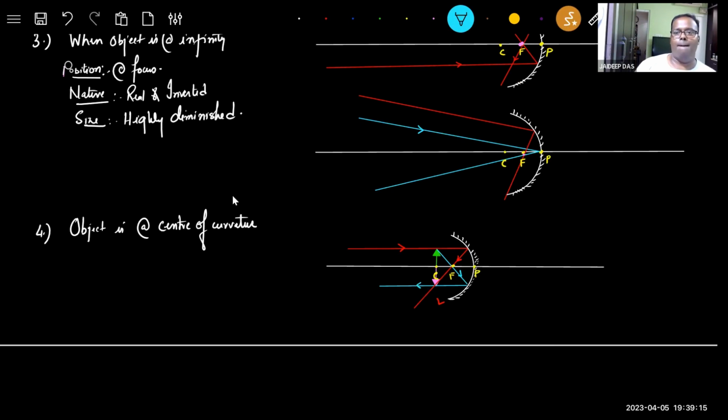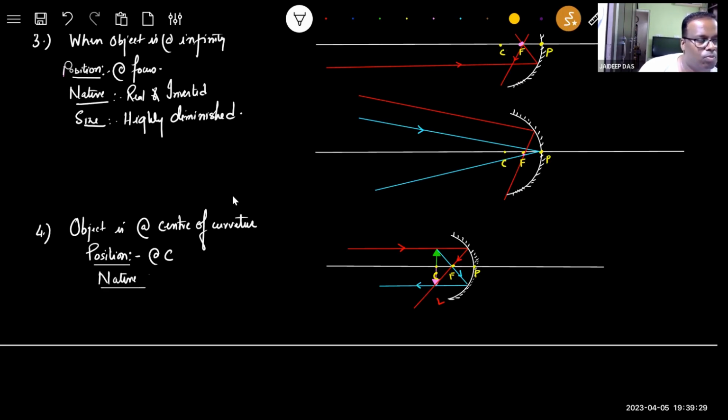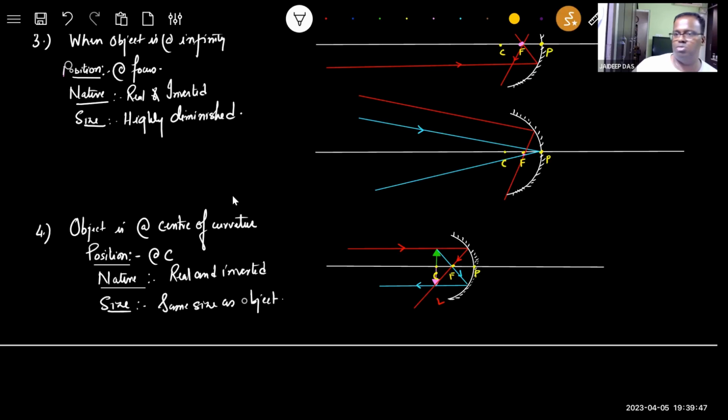ठीक है, a ray through the focus. So if you do by geometry, everything will be correct. Position is at C. Nature, real, and inverted. Size, same size. देखो कितना तक समझ में आया.